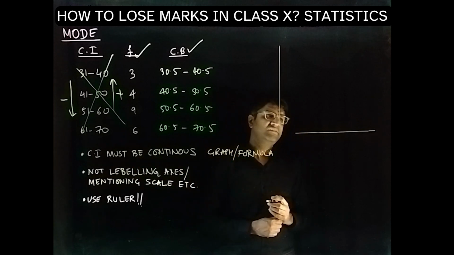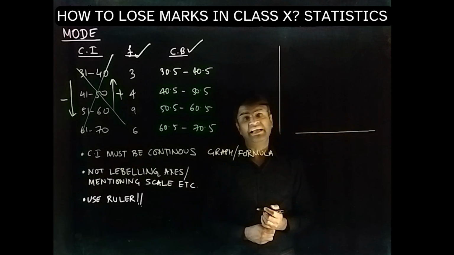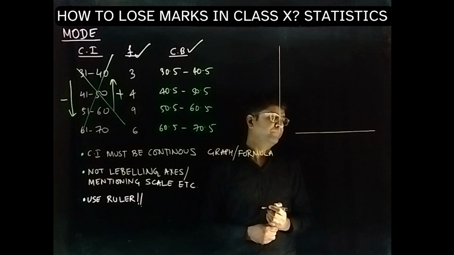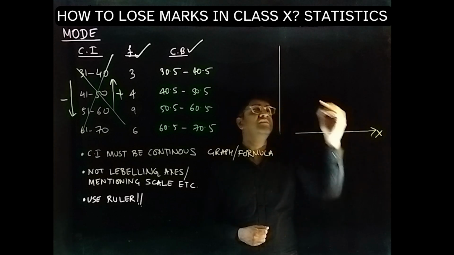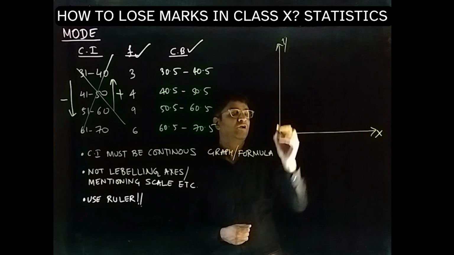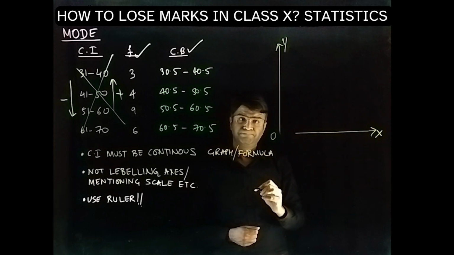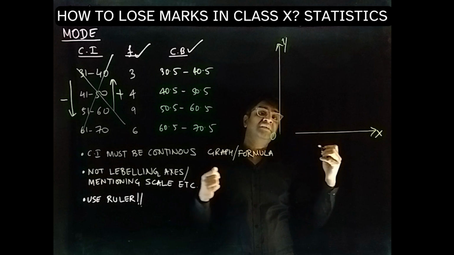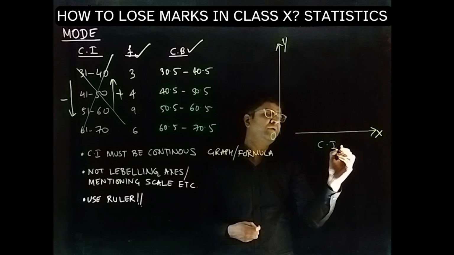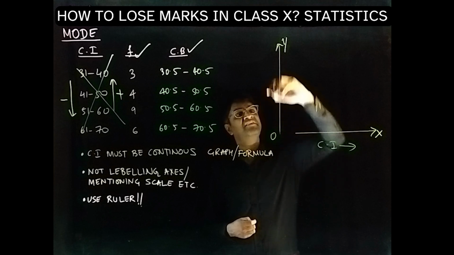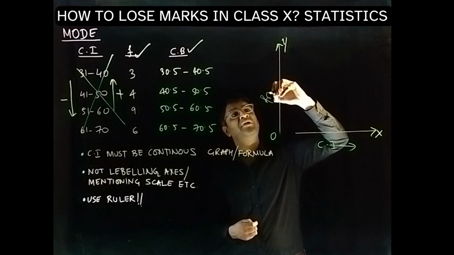Not labeling. See, this is a typical x and y axis that I have taken. Not labeling. What do you mean by not labeling? Not writing x, not writing y, not writing origin. Also, not mentioning what the x-axis means for this sum. It has to be class interval. Y-axis means what? It has to be frequency.